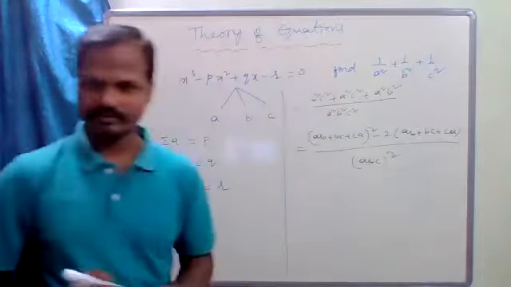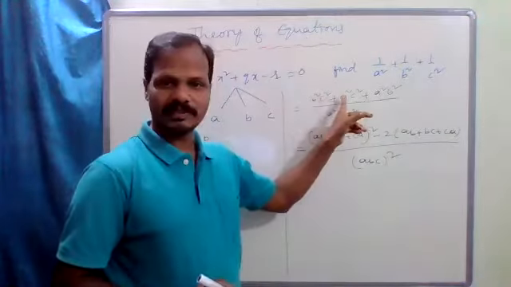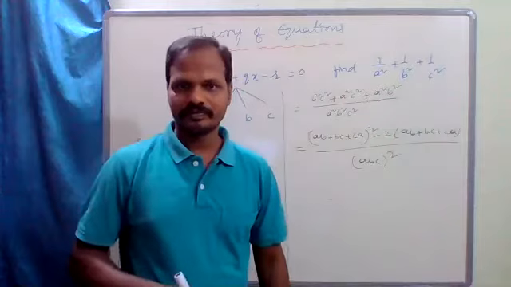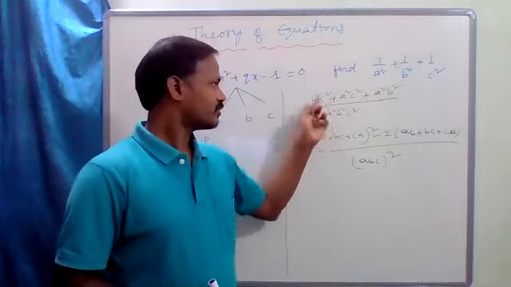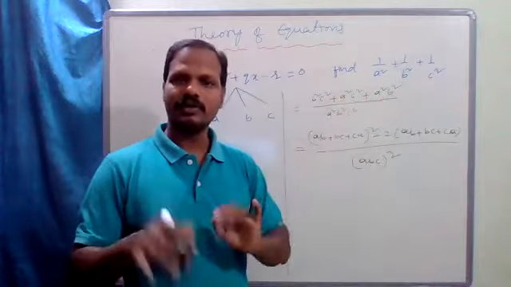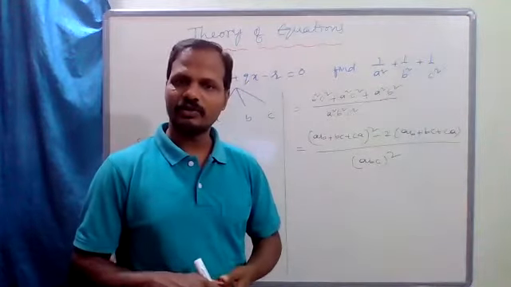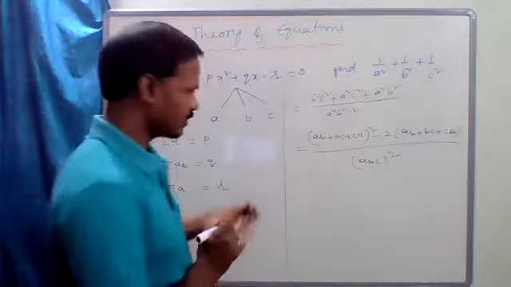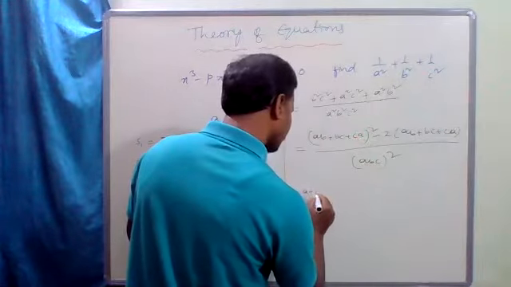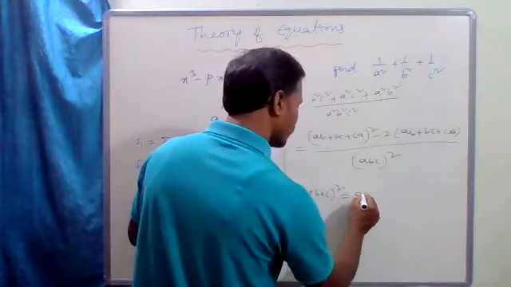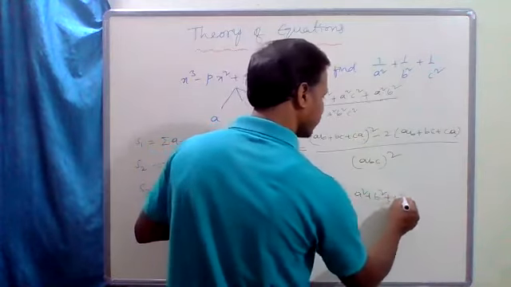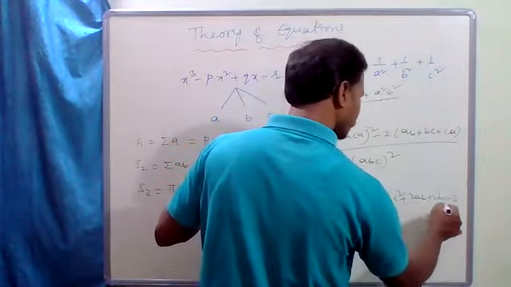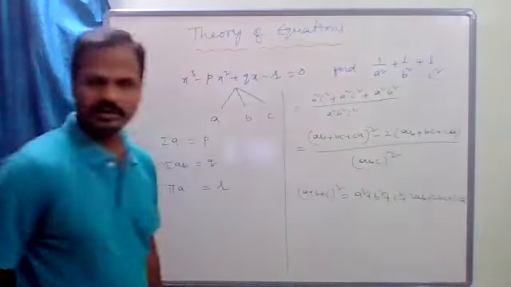Is it clear? This is a square plus b square plus c square. In first year we studied this relation, remember? a square plus b square plus c square equals (a plus b plus c) whole square minus 2 into (ab plus bc plus ca). Is it clear? What formula is given here? (a plus b plus c) whole square equals a square plus b square plus c square plus 2ab plus 2bc plus 2ca. So this is the formula.